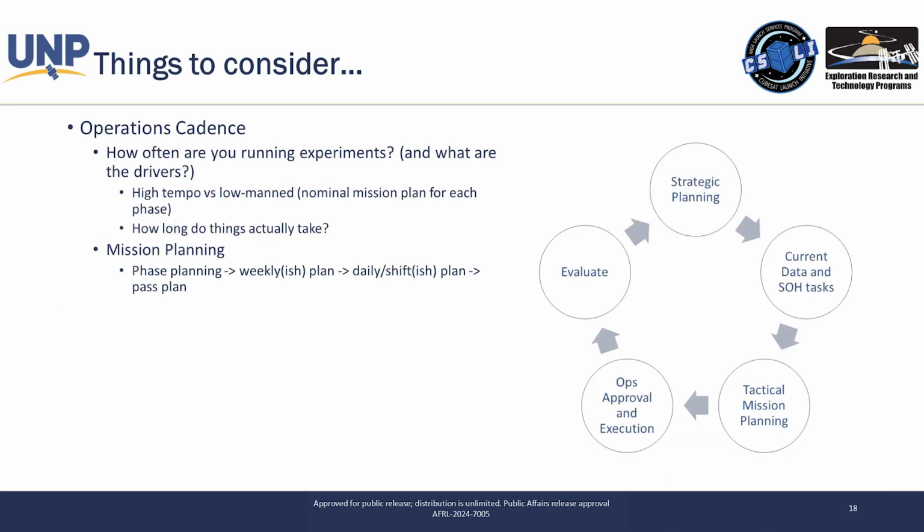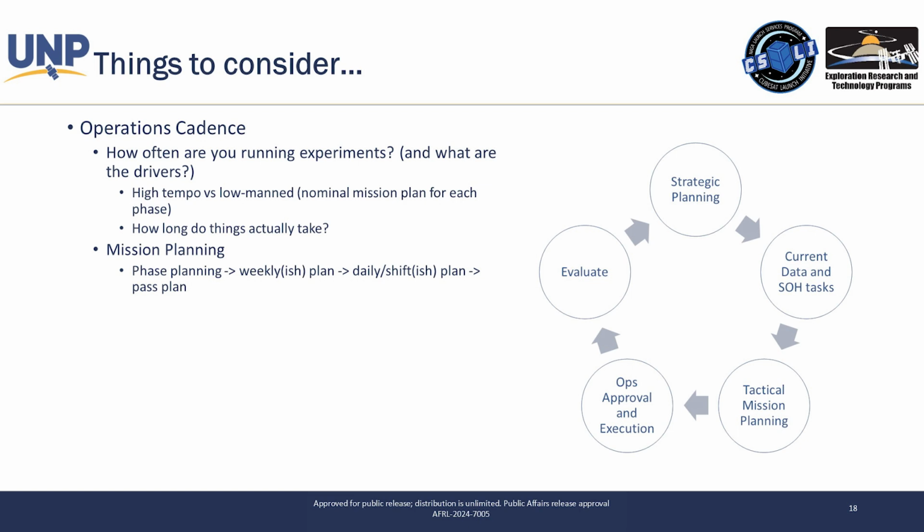So your cadence, your battle rhythm, whatever you want to call it, how are you running your experiments? What are the drivers for each of these steps? What is your manning going to look like? During high tempo ops, when you have a lot of things going on that need to happen in rapid succession, either due to a more complicated experiment or an anomaly going on, that's going to look very different from your normal, chill, low manning operations. You need to consider both of those phases and how those are going to differ from each other.